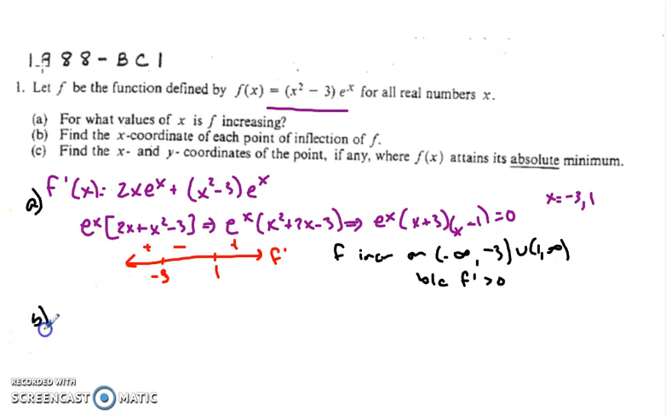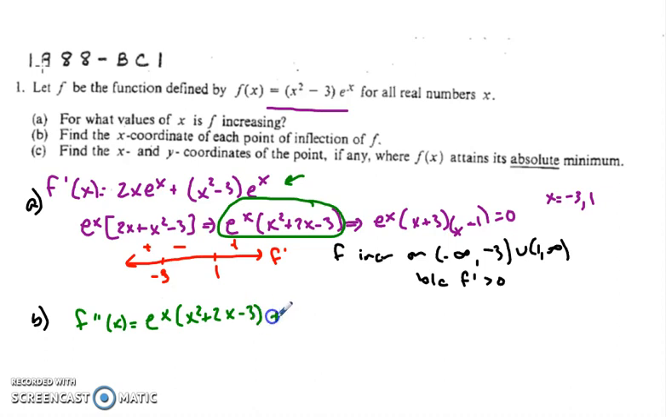Part B wants us to find all of the points of inflection, just the x-coordinates. So we're going to start by taking the second derivative of the function. Actually, I think I'm going to work on this version of it. I think it'll be easier if I do that. So f double prime will be the derivative of e to the x, which is itself, times our other factor, plus e to the x times the derivative of the other factor, which is 2x plus 2. Now, once again, I'm going to factor out the e to the x.